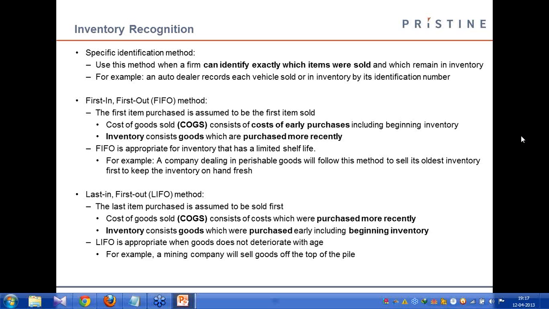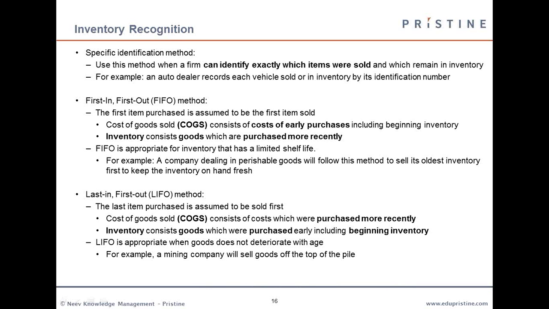So here there are basically four methods I should say, to recognize inventory. First is the specific identification method. Here what we do is we have some identification numbers of the goods. Say you have some 10 goods and you have 1, 2, 3, 4, 5, 6, 7, 8, 9, 10 as their identification numbers. Then you can simply see which goods are sold and which goods are in inventory. Say 1, 3, 5, 7.